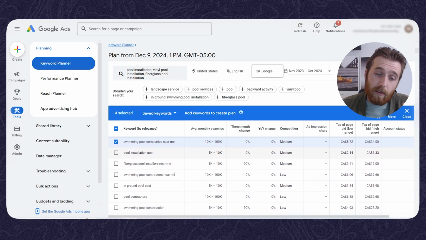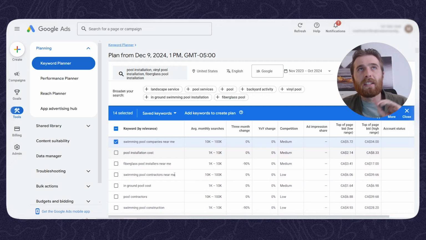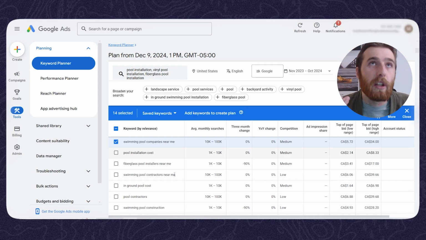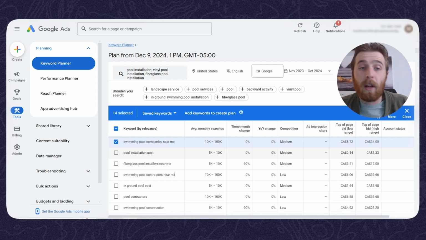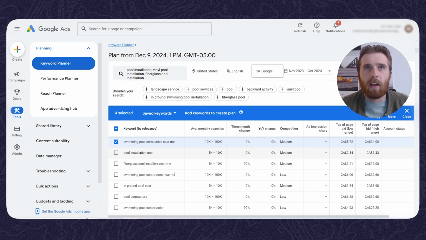Pool installation cost. This is interesting because sometimes this is fantastic, sometimes it's horrible. The reason being is this person is looking specifically for the cost. Sometimes they don't really care. They're looking for a pool. They're like, yeah, what's an approximate estimate you can give me? And then they go with it.